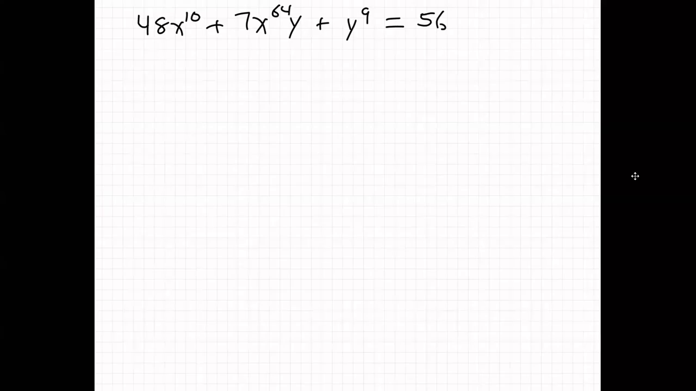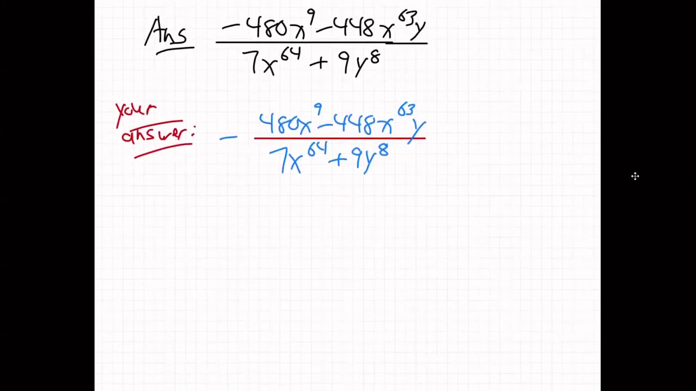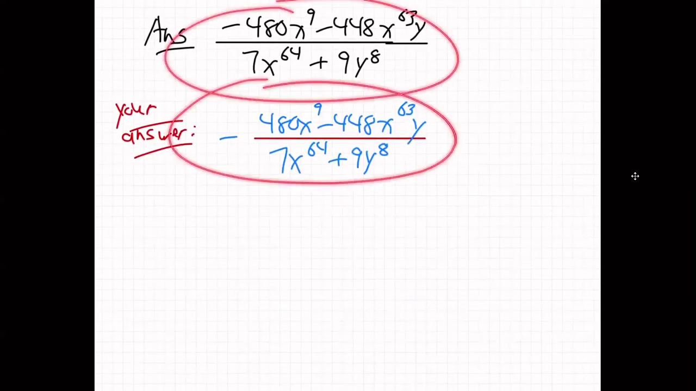Hey, Jessica, I'm going to go ahead and do this problem real quick, and then I'll show you why the answers are different. Here is your answer. Let me do the problem real quick and then show why it's different.